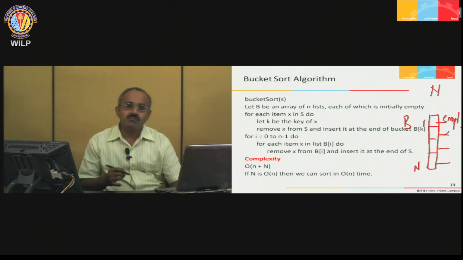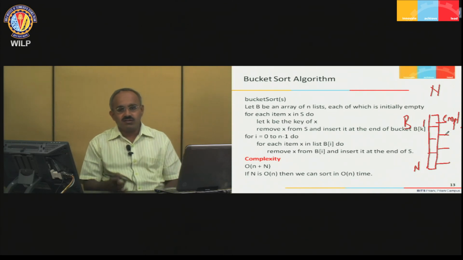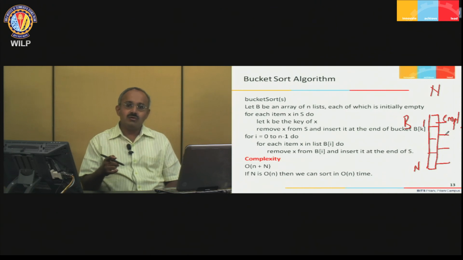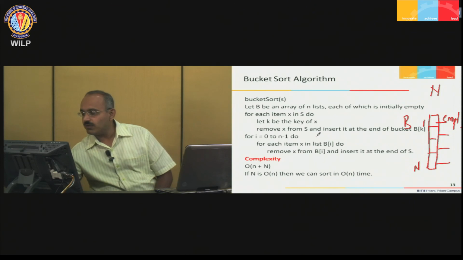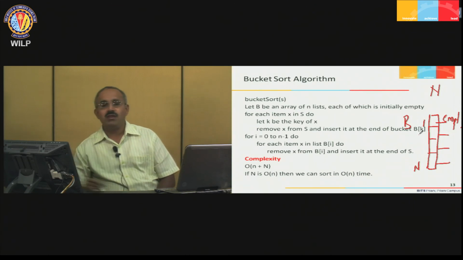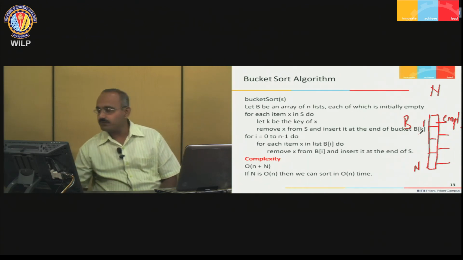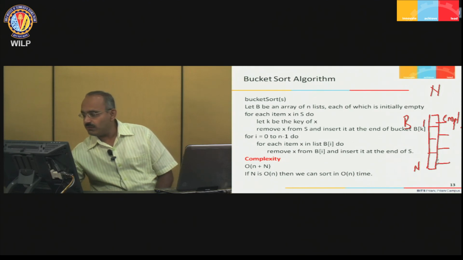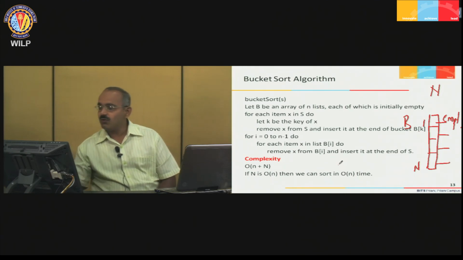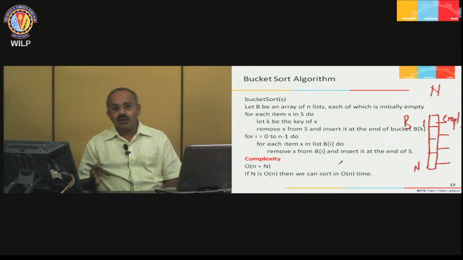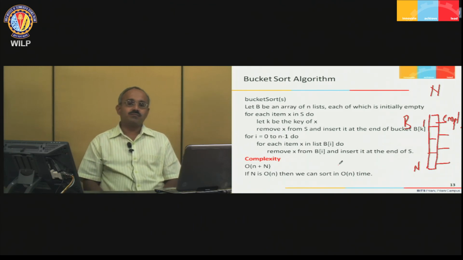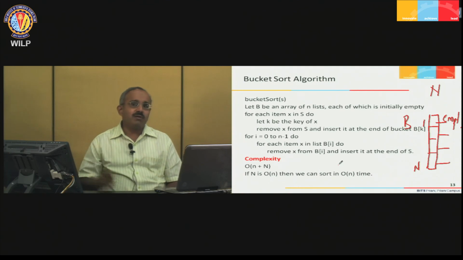Now for each item x in S, if k is the key represented at x, we remove x from S and insert it into B[k] at the end of the list. Once we scan all the elements, we start pulling them back into an array, right. So for each bucket, for each item x in it, we remove x and insert it at the end of the array S, which is going to be a sorted array. So that is a simple bucket sort algorithm.